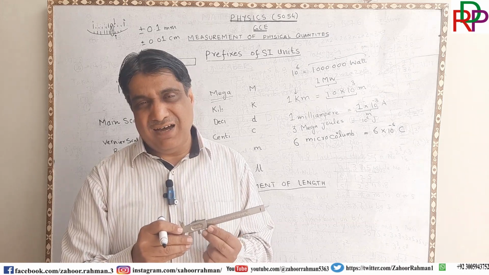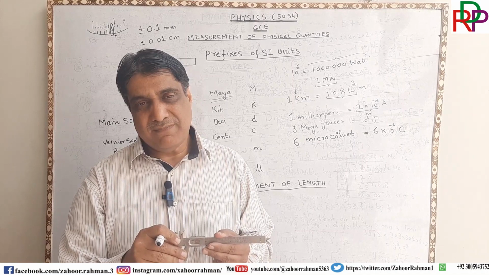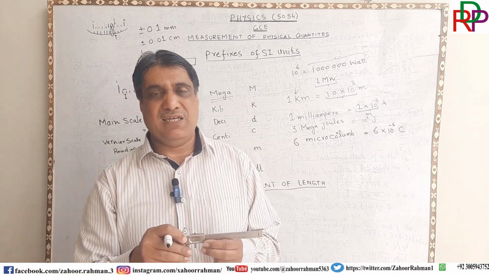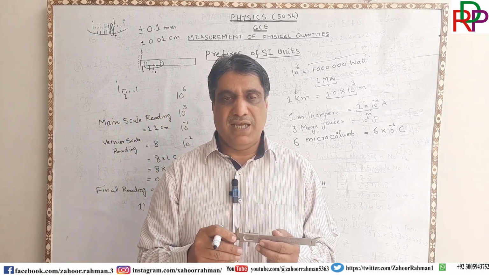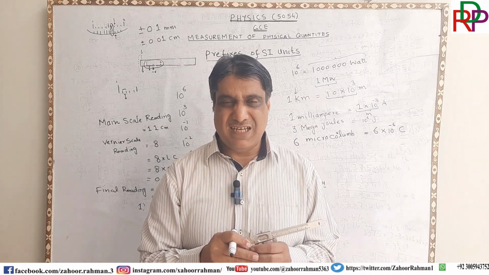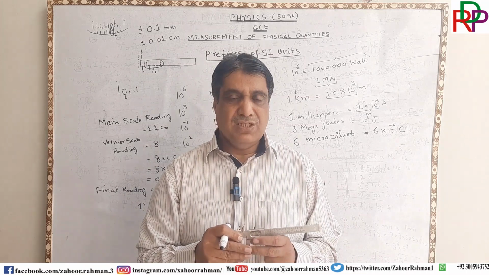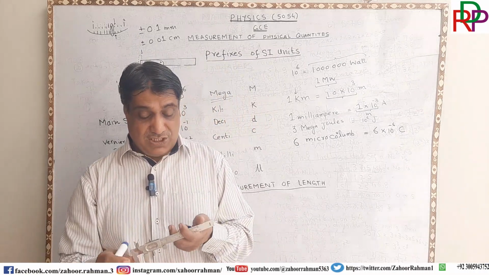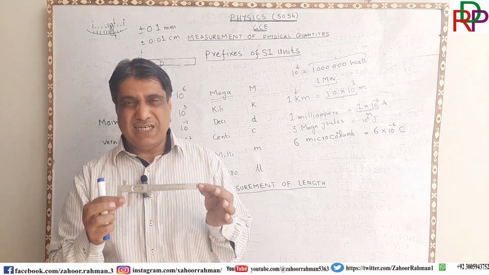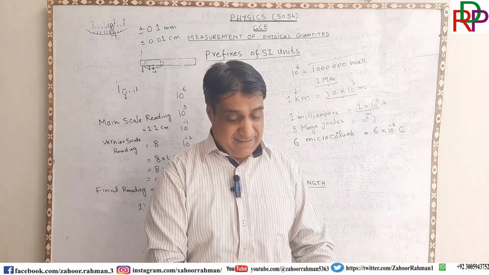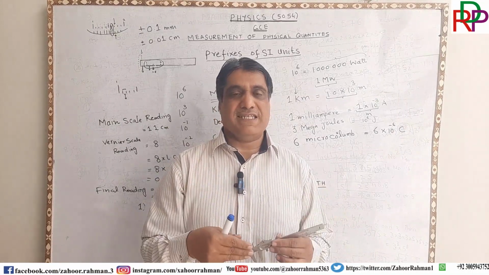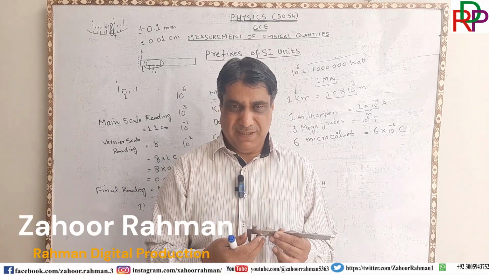measuring the length of different objects. There are certainly other instruments, and I want to give you a very in-depth coverage of that instrument in tomorrow's lecture, and that is called the screw gauge. So we will talk about the screw gauge, which is more precise than the vernier caliper. Vernier caliper is more precise than the meter rule. So the screw gauge is more precise than the vernier caliper.